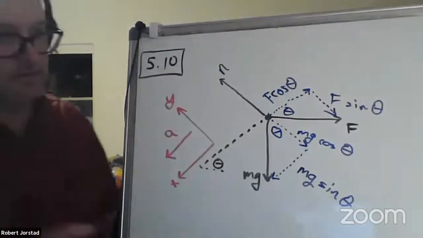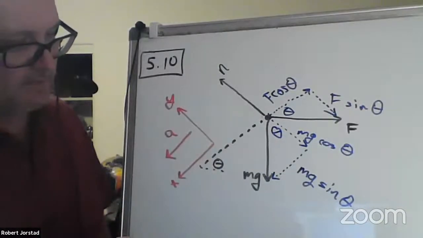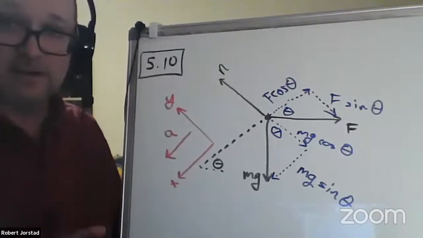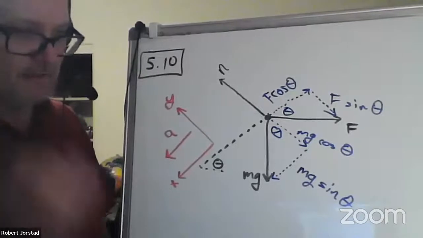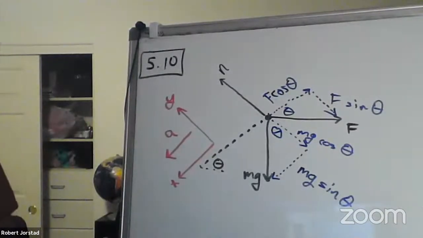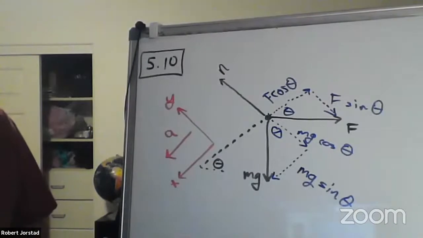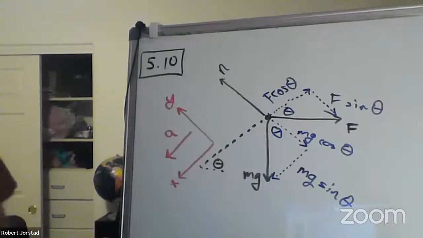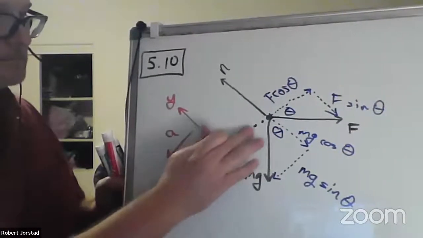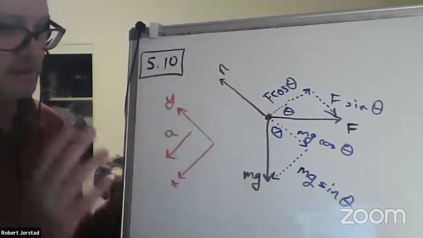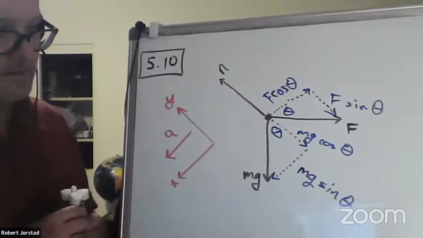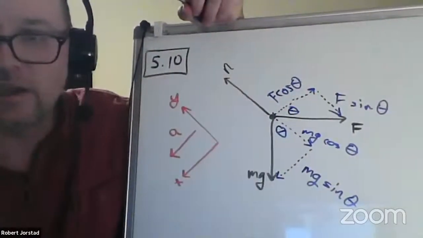Sweet. Now, which components should be positive or negative in the x direction? Let's go through the x direction. For this problem, with this coordinate system, which ones are x components and positive? Go ahead, somebody tell me. I'll tell you what, just tell me one component in this picture that's along the x-axis. Someone added an answer to the chat. Oh, sorry, I wasn't watching that. Okay, mg sine theta.